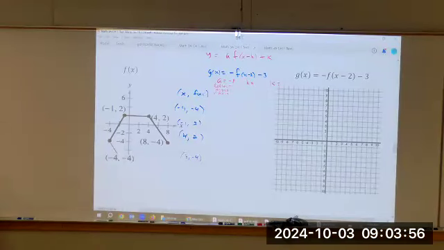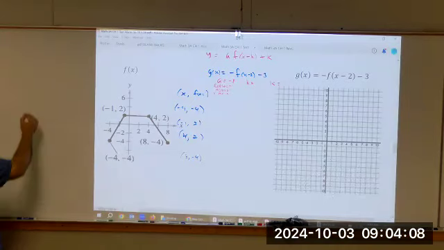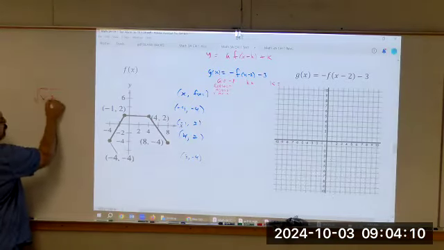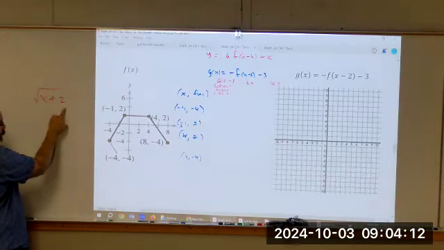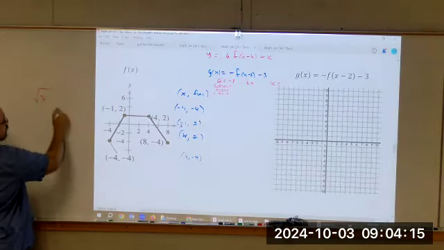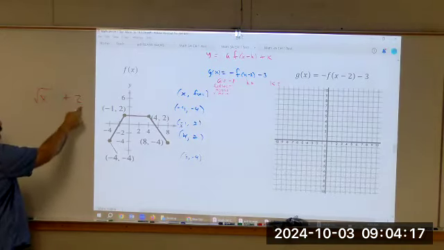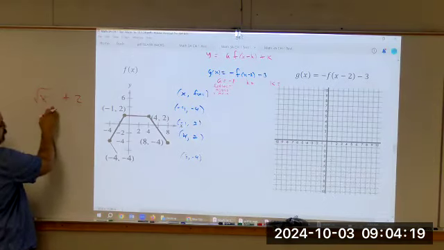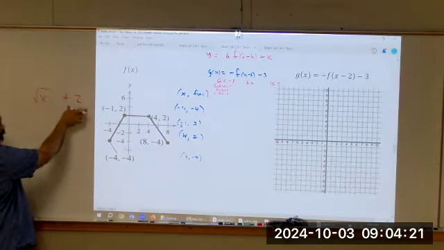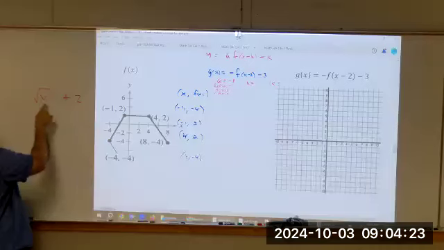h has to be inside the parentheses with the x, or inside absolute value with the x, or inside the square root with x. If I see square root x and then +2, that's not h. It's after the square root. It's not inside the function. It's after the function. So that's a k, not an h.